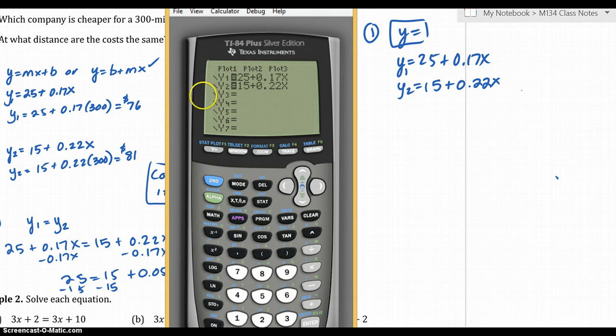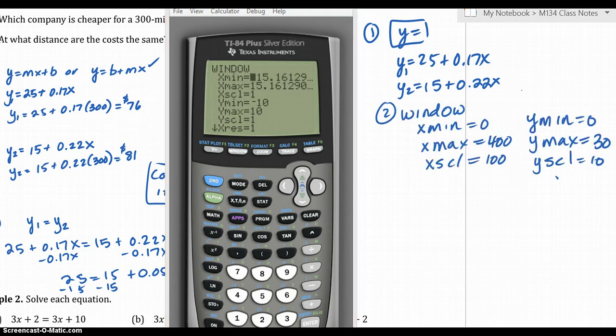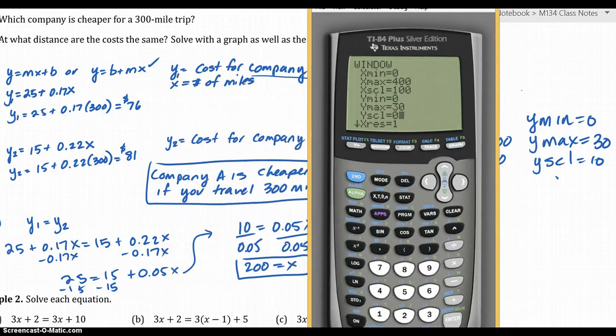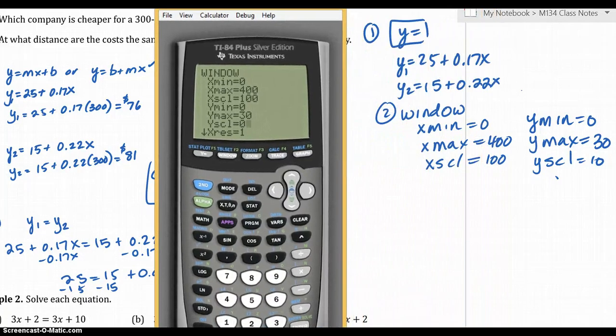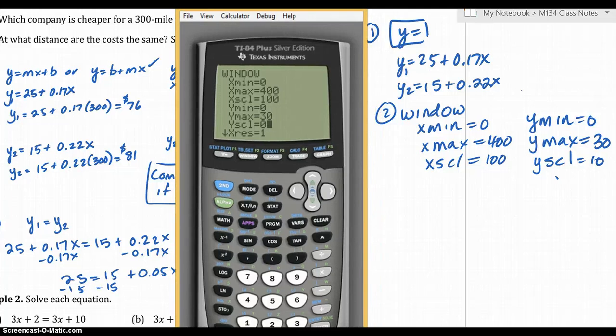Probably going to need a different window than the Zoom 6, right? Let's go to window first. Otherwise, you won't be able to see your graph. So I'm going to type in this window. The reason I chose this window is because we know we're going to get an answer of 200 on the x, and we were looking at 300, so I wanted something bigger than 300. So I chose 400 there. And I wanted to count by 100 if I'm going to do something as big as 400, but you can do whatever window you want.